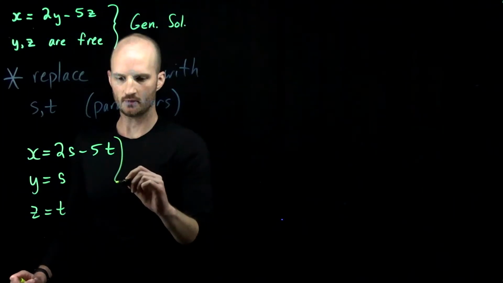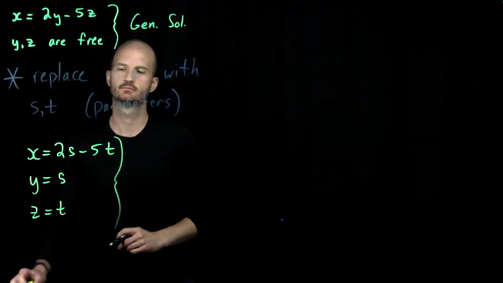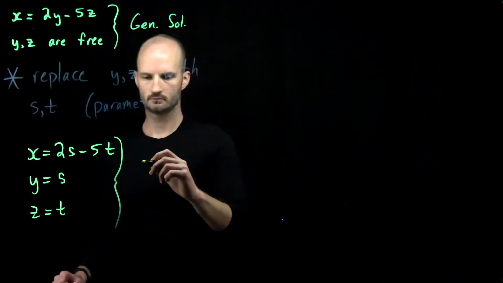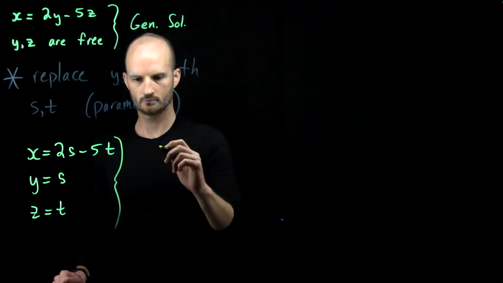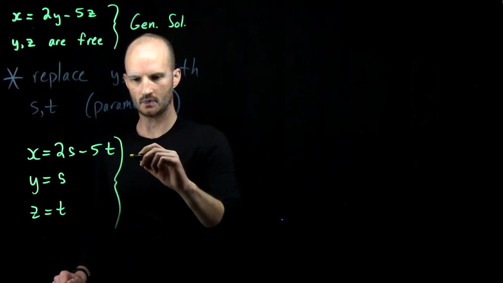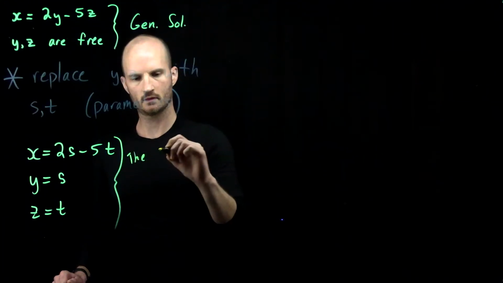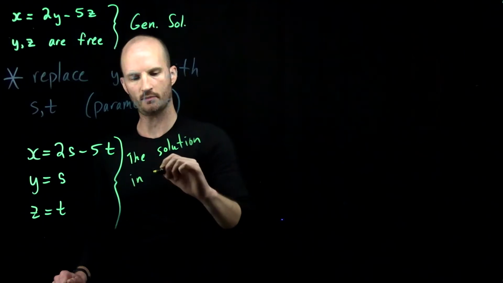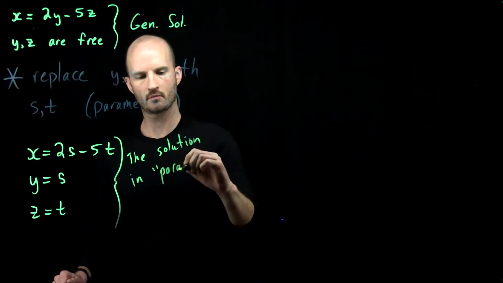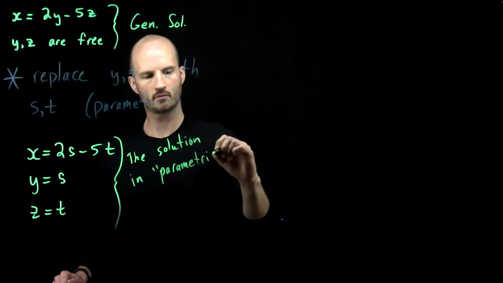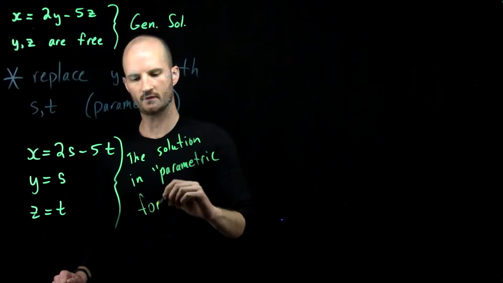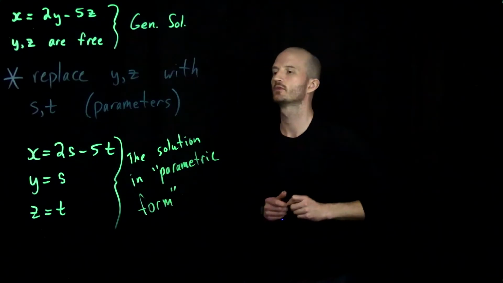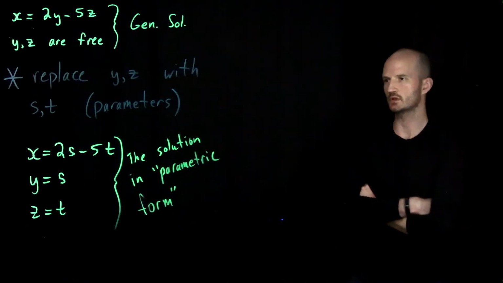Now we have yet another form for our solution. So we'll say this is the solution in parametric form. Okay, you can see it's very close to the general solution. You've just replaced your free variables with what's called parameters.